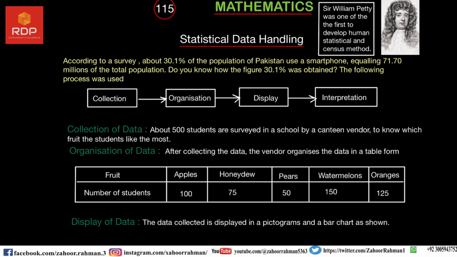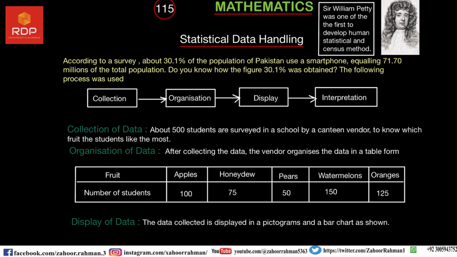The first process is collection of data. Now, the collection of data is the most difficult part of a statistical system, because you have to go physically or develop teams to go there and collect the data. This is a very cumbersome process. So collection of data is the first step in the development of any statistical system.